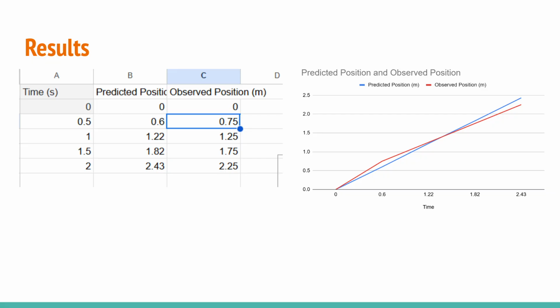And then the observed position, at time 0, it was at 0 meters, and then at the first half-second interval it was at 0.75 meters, and then it continued to move at a constant velocity of 0.5. So both graphs seem to prove Newton's second law of motion. Although, as you can see, the observed position graph does have a change in slope, that can be described as human error, such as misinterpreting where the ball was in the video, etc.